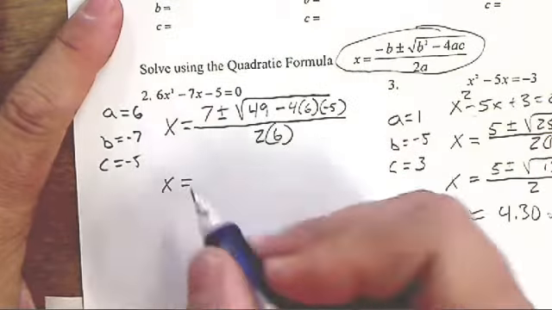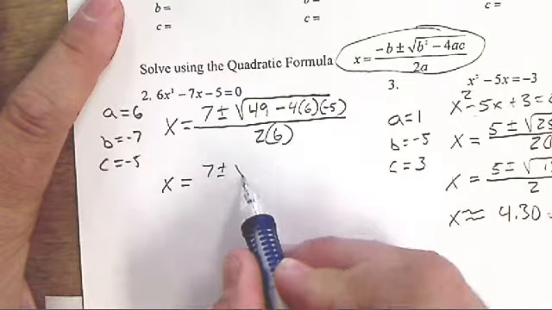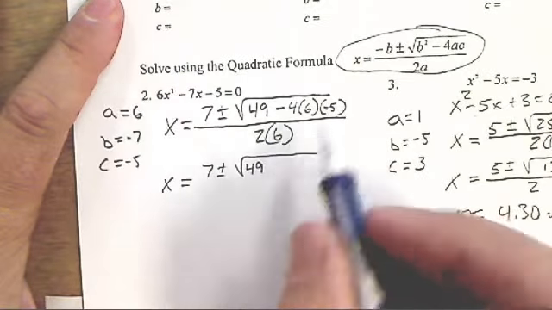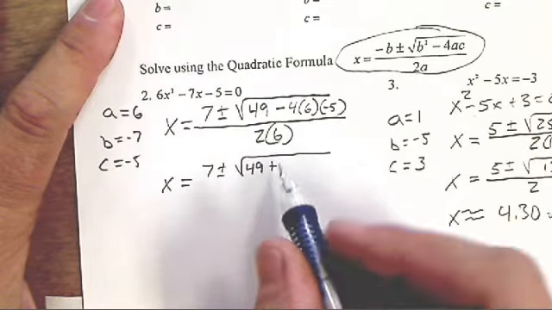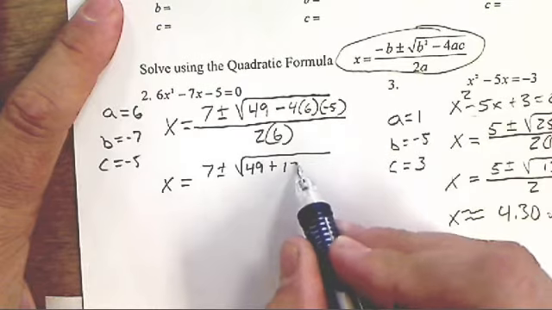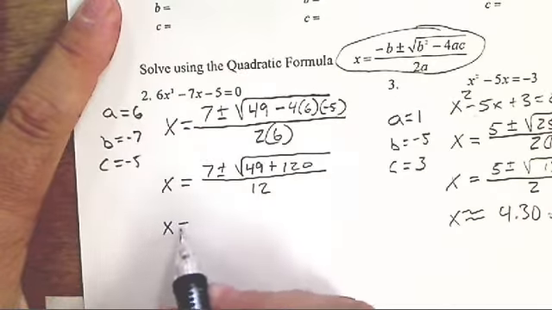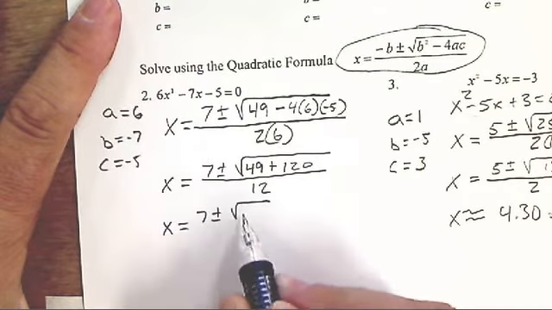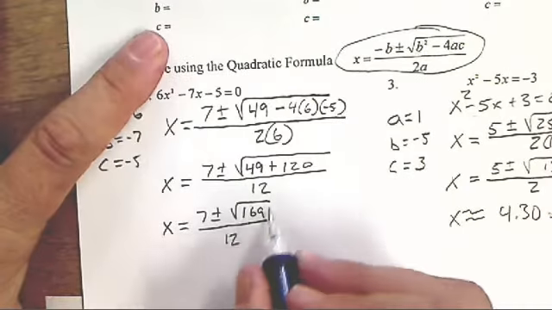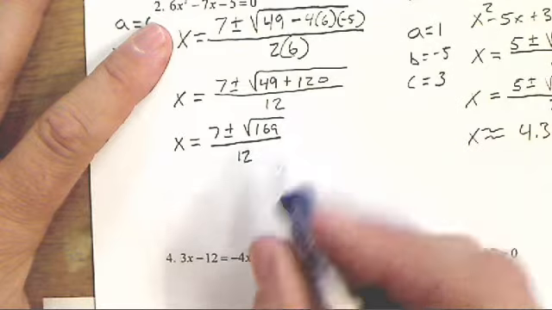Now I just simplify. Plugging it in, it's the hard part. 7 plus or minus the square root of 49. What is a negative times a negative? It's going to end up being a positive. 4 times 5 is 20, times 6 is 120, all over 12. X equals 7 plus or minus the square root of 169 over 12. This one comes out to be a happy little number. So since it's a perfect square, I get 13.